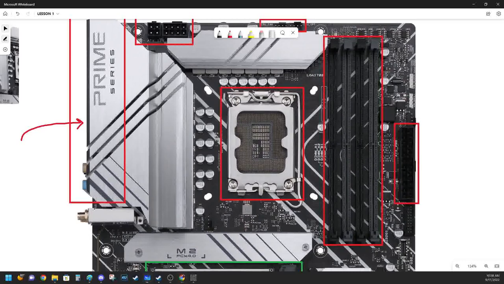All right, let's talk about the CPU, the processor itself. So on the board, you see the CPU socket, right? Now, general rule, the motherboard will have a socket size identified by a number. And we're going to talk about Intel versus AMD in a second. The socket size has to match the processor.